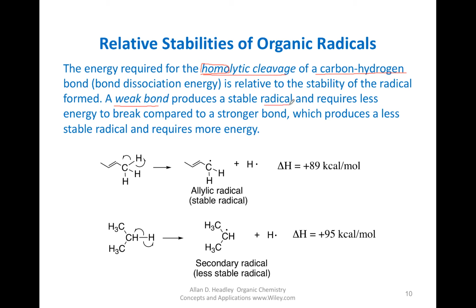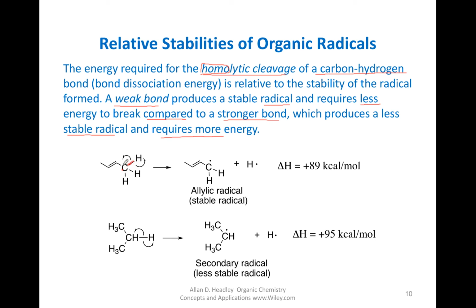A weak bond produces a stable radical and requires less energy to break compared to a strong bond, which requires more energy and produces a less stable radical. So let's look at this down here. So here we have an allylic carbon right here. Why allylic? Because of this carbon-carbon double bond. Here's the bond of interest right here.